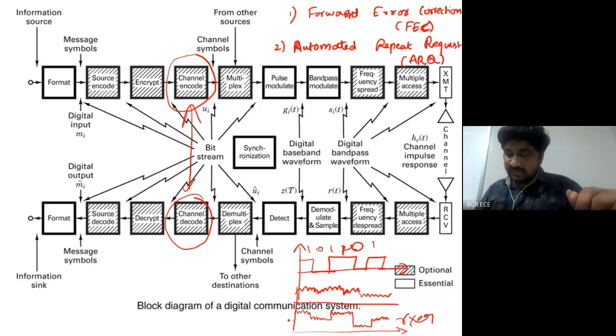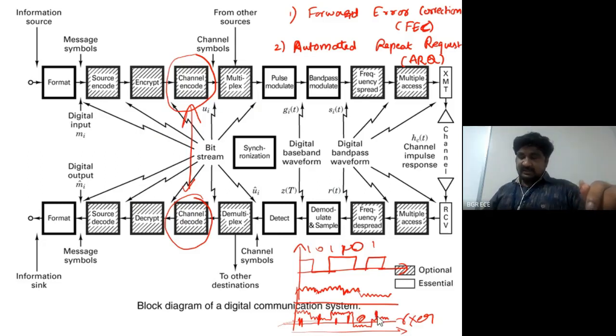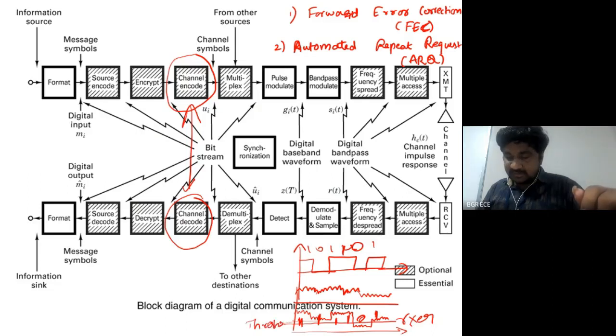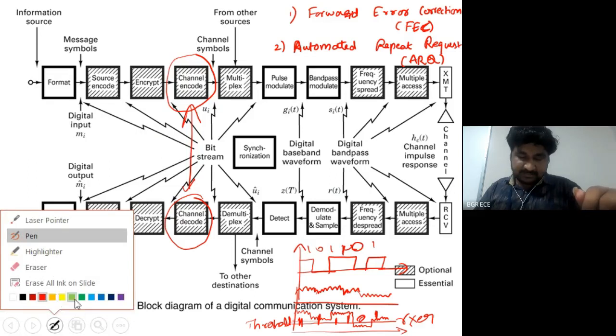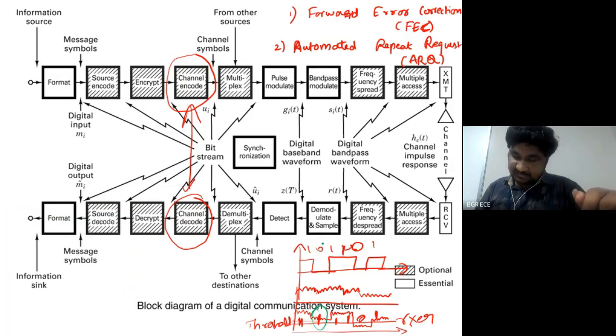If the threshold is fixed like this, the receiver will decide this will be 1, this as 1, this as 1, this as 1, this as 0, and this as 1. As the signal is greater than the threshold value, if this is the threshold amplitude, the receiver will consider all these as 1 and this one as 0, so that it will have one error bit in this position.